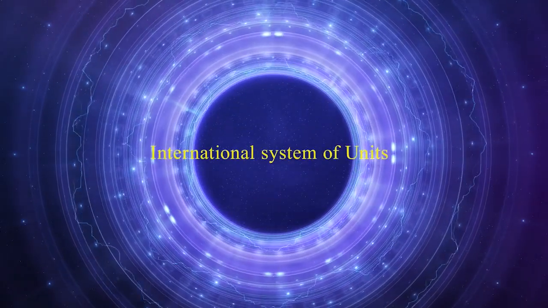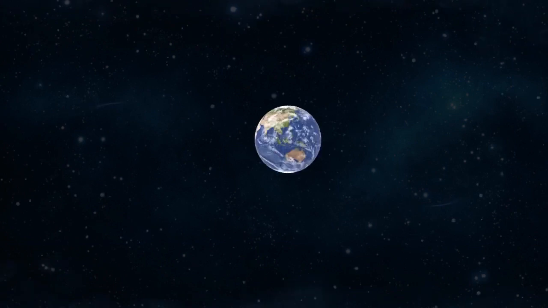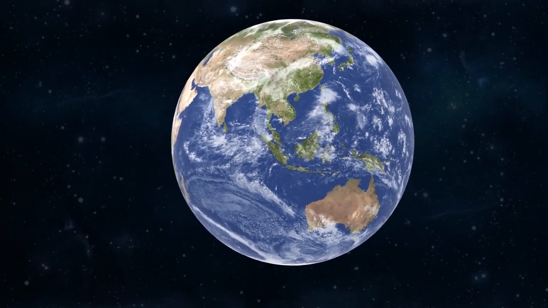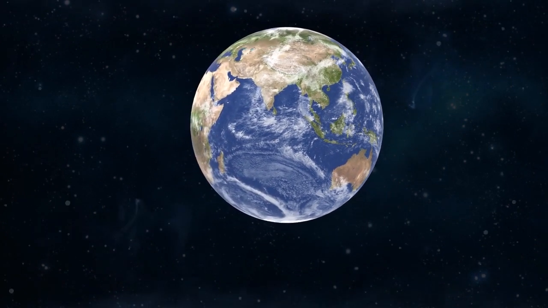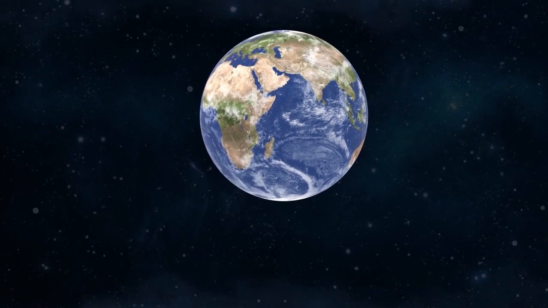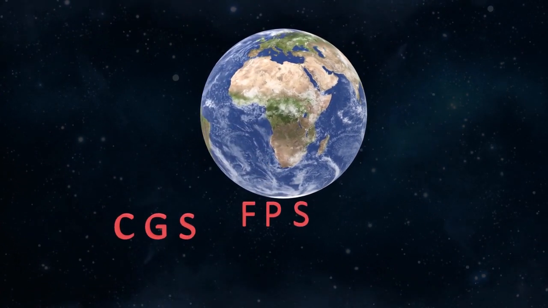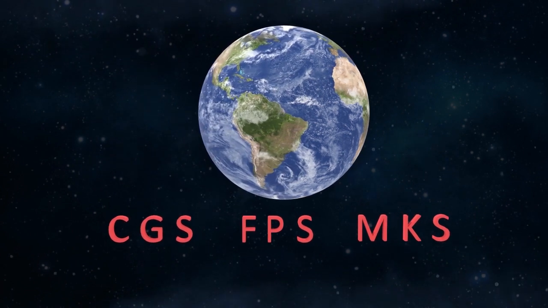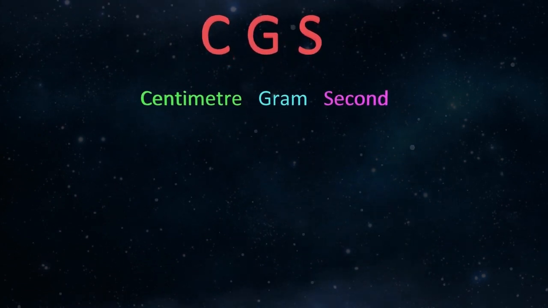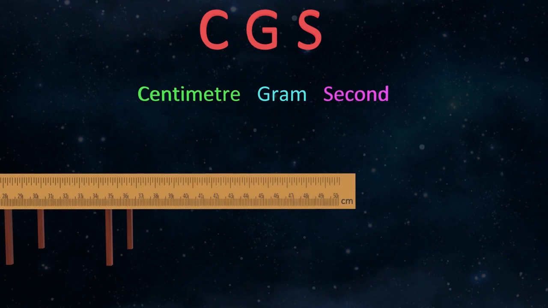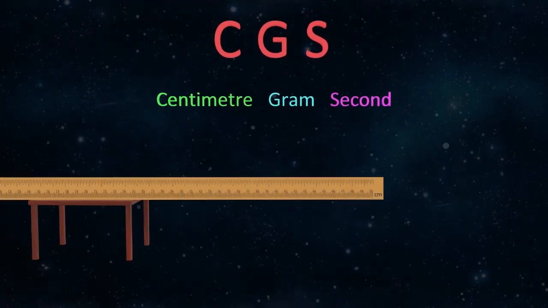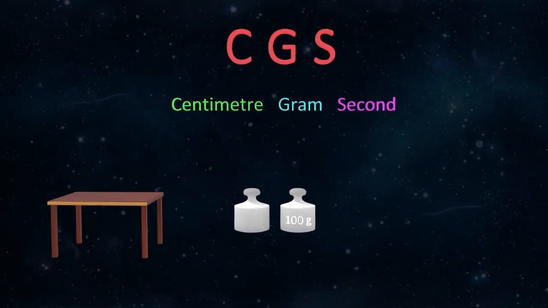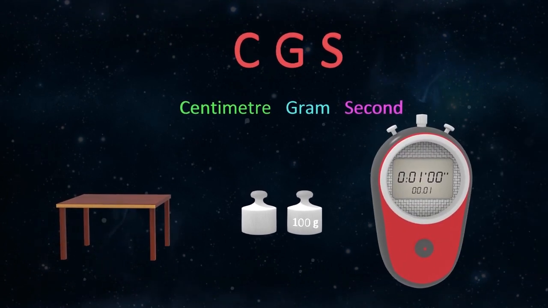International System of Units. In earlier times, there were various systems of units for measurement around the world. Three such systems, the CGS, the FPS and the MKS system, were in use extensively till recently. CGS is an acronym for centimeter gram second. It is based on the centimeter as the unit of length, gram as the unit of mass, and the second as the unit of time.